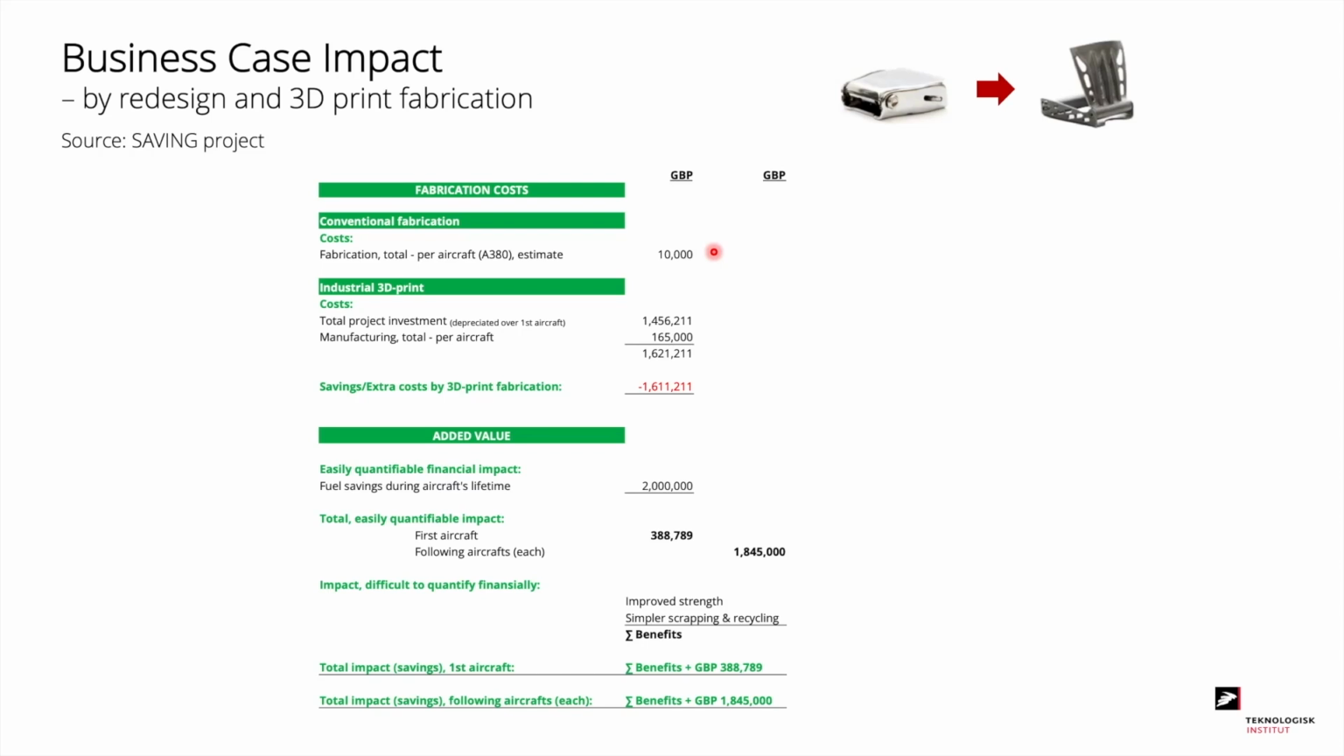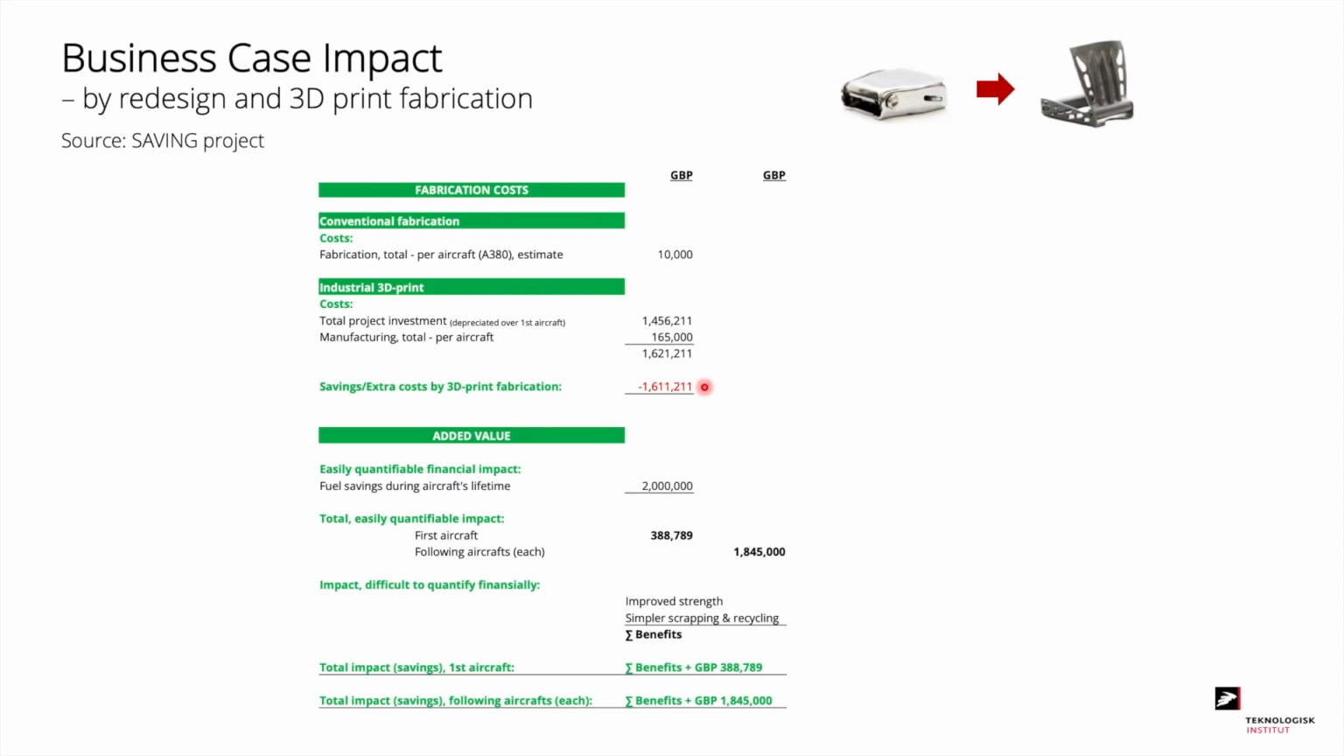Using additive manufacturing, we first have to invest in the R&D work, which is quite costly, namely almost 1.5 million British pounds. And on top of that, the fabrication cost or manufacturing cost for the titanium buckle is 165,000 British pounds, meaning almost 17 times higher than the traditional buckle. And together we get an extra cost for the first plane of 1.6 million British pounds.